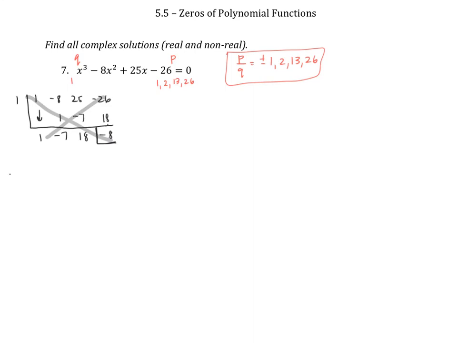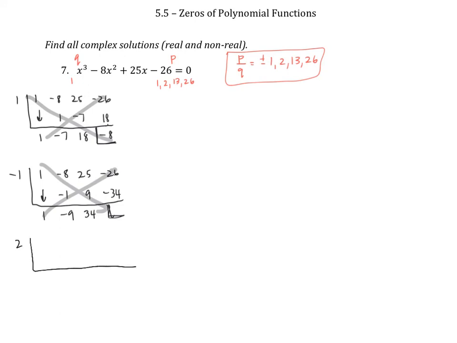So next I'll try -1. 1, -8, 25, -26. So I'm just choosing to start at the beginning of the list, but you can use any number from the list that you'd like. So bring down the 1, I multiply and get -1, I add and get -9. I multiply and get 9, I add and get 34. Multiply and get -34, add, that's clearly not 0, so that doesn't work. All right, next I'm going to try 2.